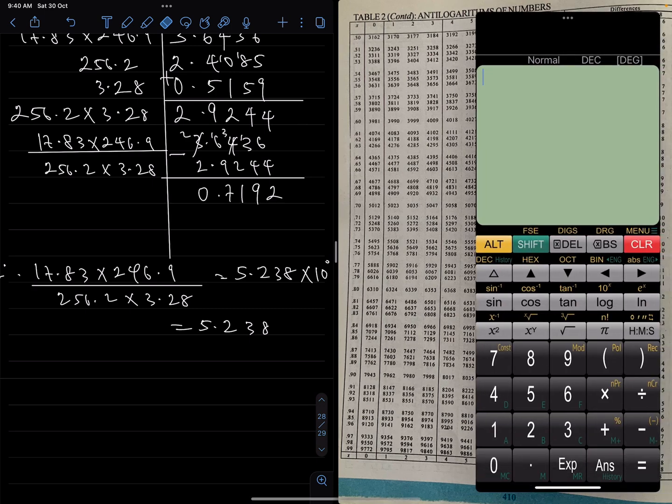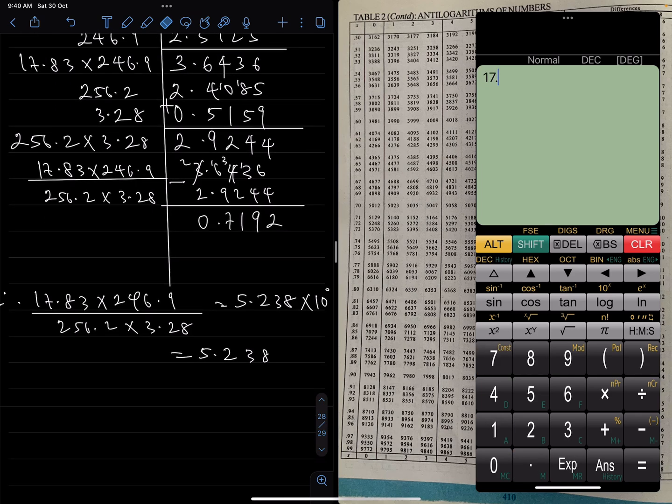Maybe I should even let you check that. You can even do it on a calculator. Whatever you can do on the calculator, we have used the table to solve it, but it doesn't mean we can't solve it by a calculator. 17.83. Okay. Times. Do what is there now.